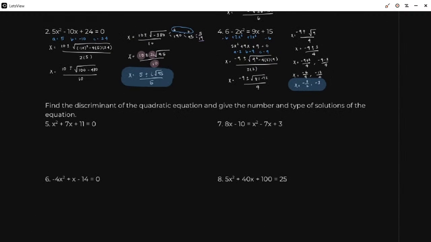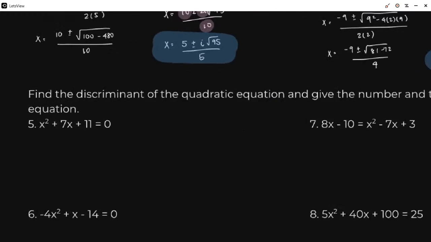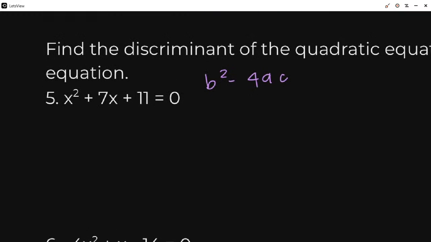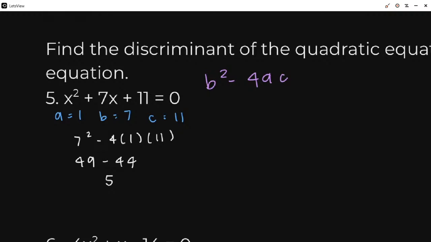Okay, the last part of this section is to find the discriminant of the quadratic equation and give the number and type of solutions of the equation. So the only part of the quadratic equation that we want to use is the b squared minus 4ac part, and that will help us determine the number of solutions. So a is 1, b is 7, and c is 11. So when we plug this in, we'll get 7 squared minus 4 times 1 times 11. So that's 49 minus 44, which is 5. And since this is a number greater than 0, that means this will have 2 real solutions.